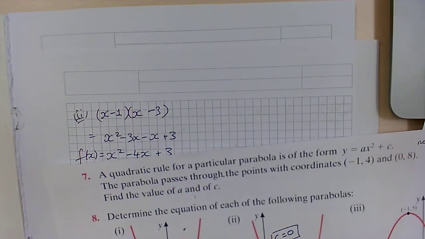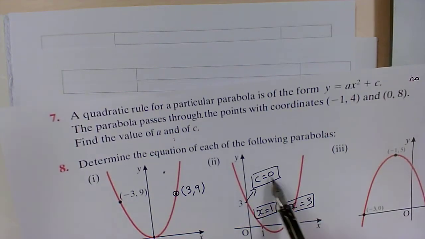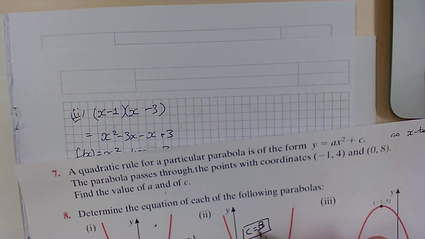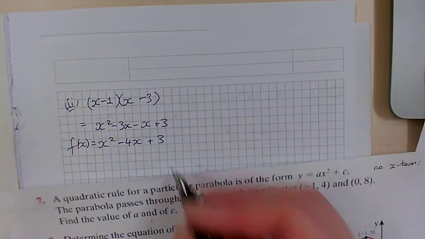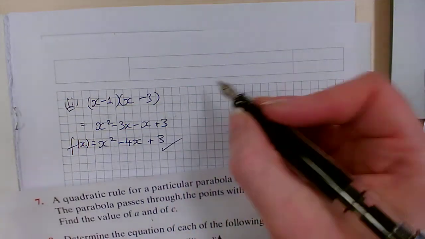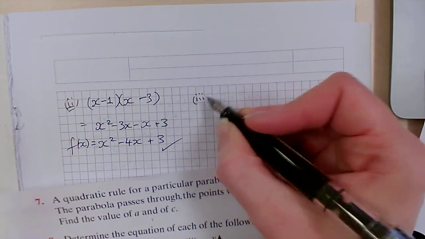Does it make sense? Well, my y-intercept is at 3. My y-intercept is at 3, as I expected, and my constant term is equal to 3. So I'm happy that that makes sense. So that was much quicker.